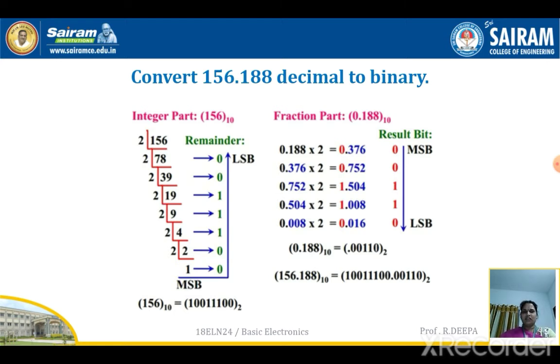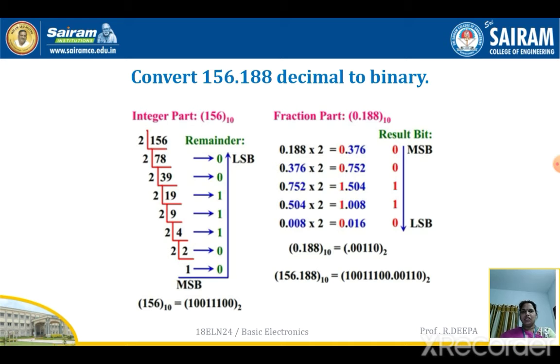Again take the remaining fractional part, that is 0.376, multiply by 2, we will be getting 0.752. Record the whole part as 0 on the right hand side. Take the remaining fractional part which is 0.752. Again you multiply. This multiplication you need to do till you are getting the product as 0. Otherwise you can restrict the number of fractional bits for the binary. So I have made 5 conversions, and after 5 conversions I have stopped it.